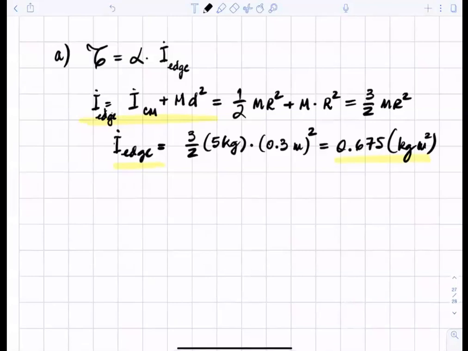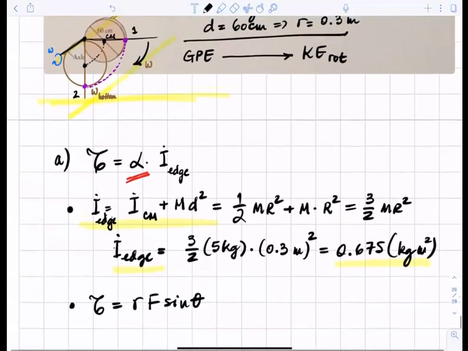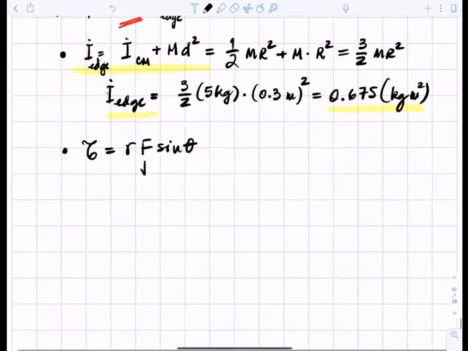Okay, so now we have to think about the torque. So let's kind of depict the torque for a moment. If we find each one of them, and then we plug back in, we're going to be able to find that alpha. So what is torque? Well, that's R F sine of theta. So if you look at our picture, the only force that we have here is the force of the weight of the disk or the cylinder. So this is nothing else but mg.